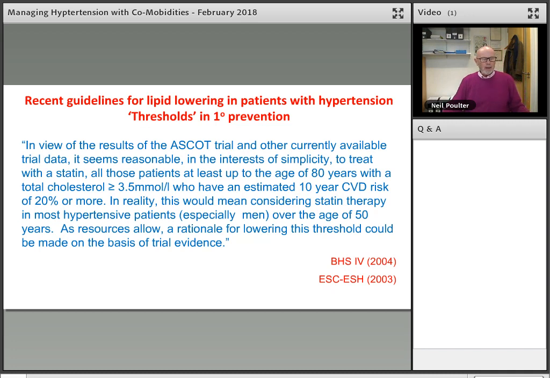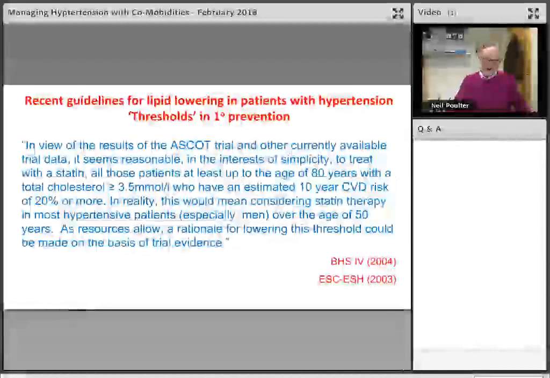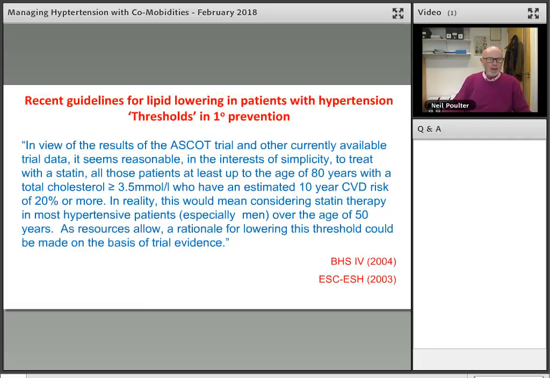So first of all, dyslipidemia. Well, we go back almost 15 years now to the European guidelines, followed by British guidelines, and they said essentially this same thing, and that was that in view of the results of the ASCOT trials and other currently available data, this is 15 years ago, it seems reasonable that in the interest of simplicity we should treat with a statin all patients, at least up to the age of 80, with a total cholesterol of greater than or equal to 3.5 millimoles per litre.